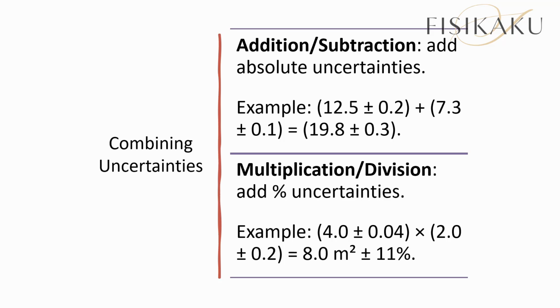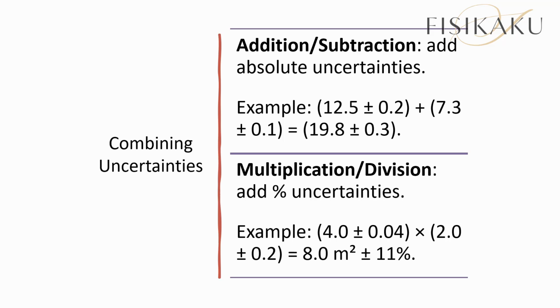In real experiments, we often combine different measurements. For example, calculating speed requires both distance and time. So how do we handle uncertainties when values are added, subtracted, multiplied, or divided? In addition or subtraction, we add the absolute uncertainties. Example, 12.5 ± 0.2 centimeters plus 7.3 ± 0.1 centimeters equals 19.8 ± 0.3 centimeters.